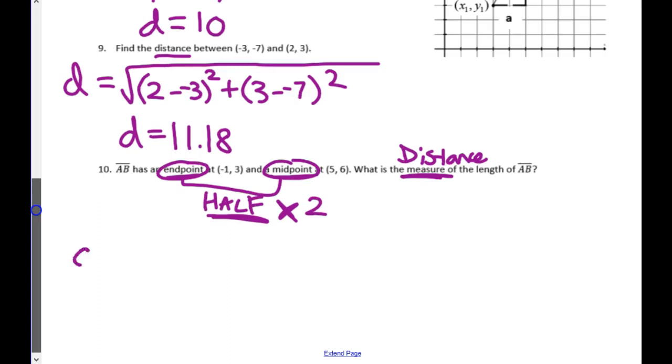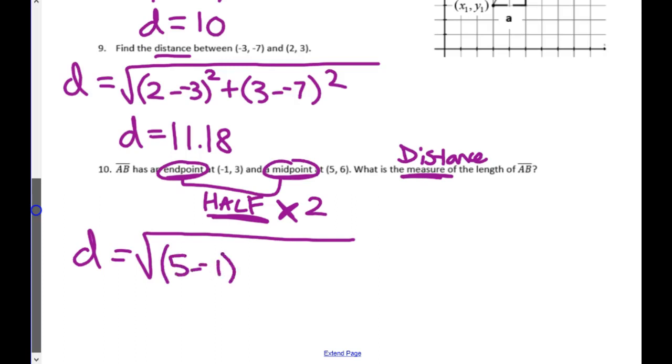So distance, d equals big old square root. Okay, and then x2 minus x1, 5 minus negative 1 squared, plus y2 minus y1, so 6 minus 3 squared. All right, so all of y'all are able to write that down and then type it in, right? So let's type that in.